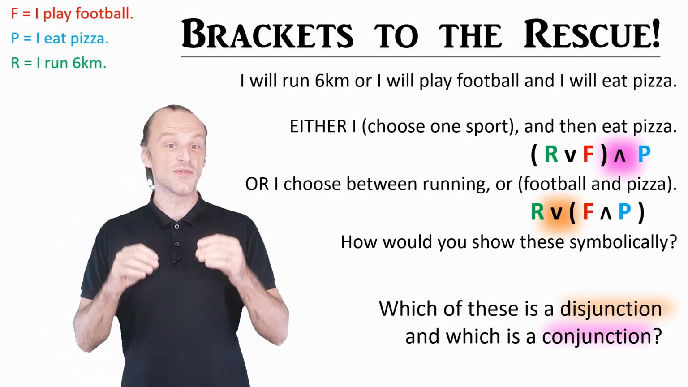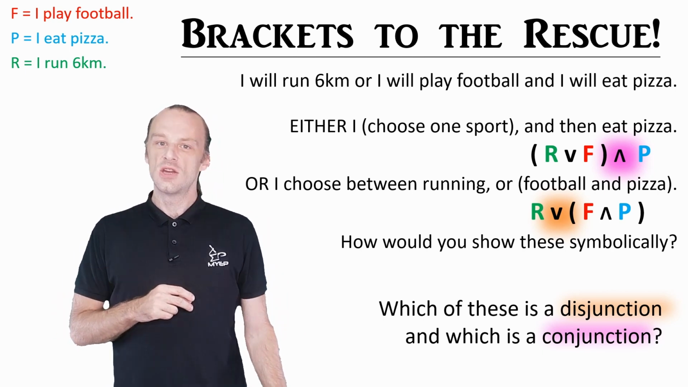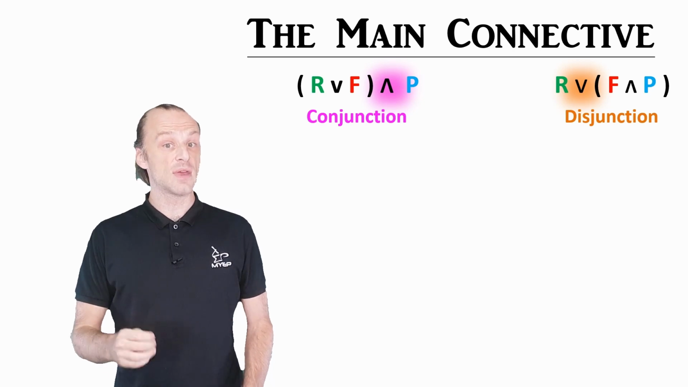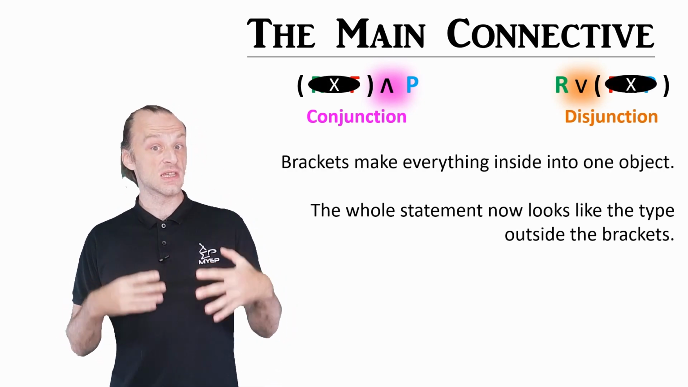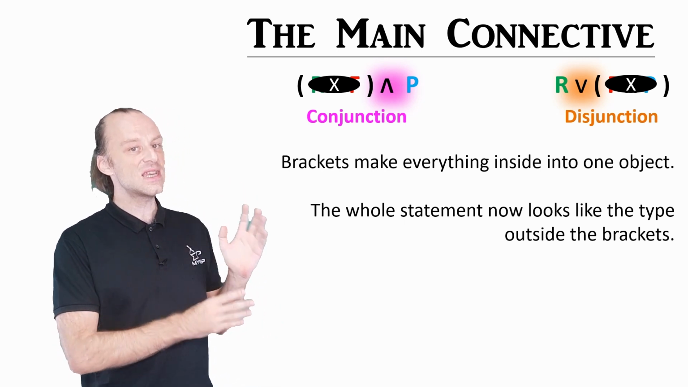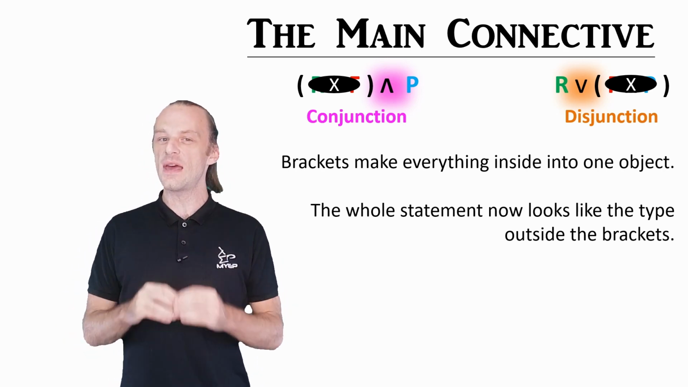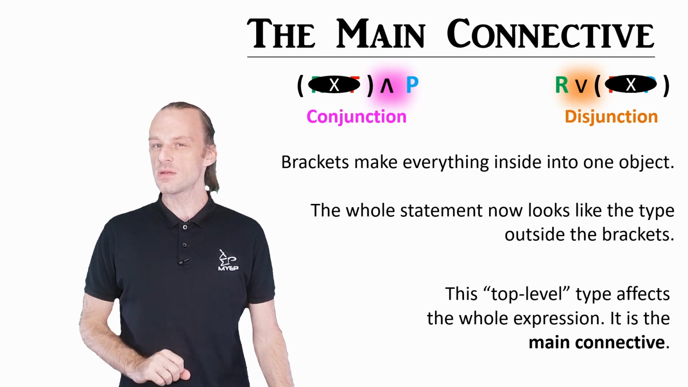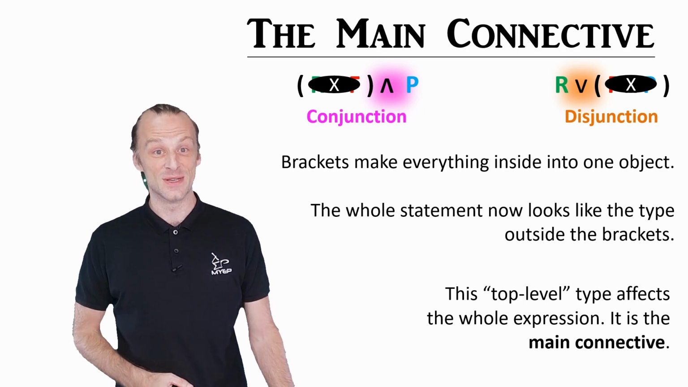The statement is of the type that is outside the brackets. To show that, let's say it again slightly differently. When we use a bracket, everything inside the bracket becomes one object. If we make that one object and look at the expression again, we can now see why we call it the type outside the brackets. This top level expression is called the main connective, and it can be difficult to spot sometimes in very complex expressions, as we'll see in just a moment.